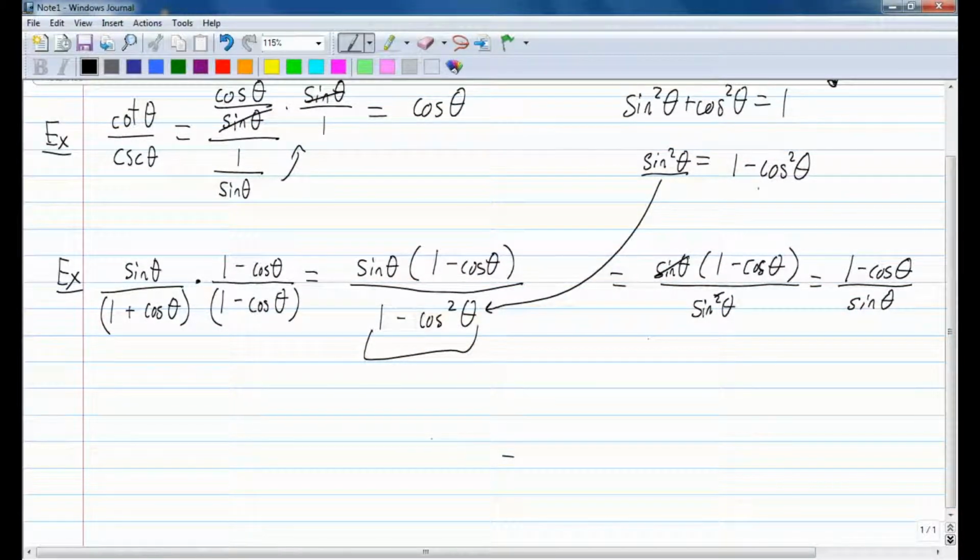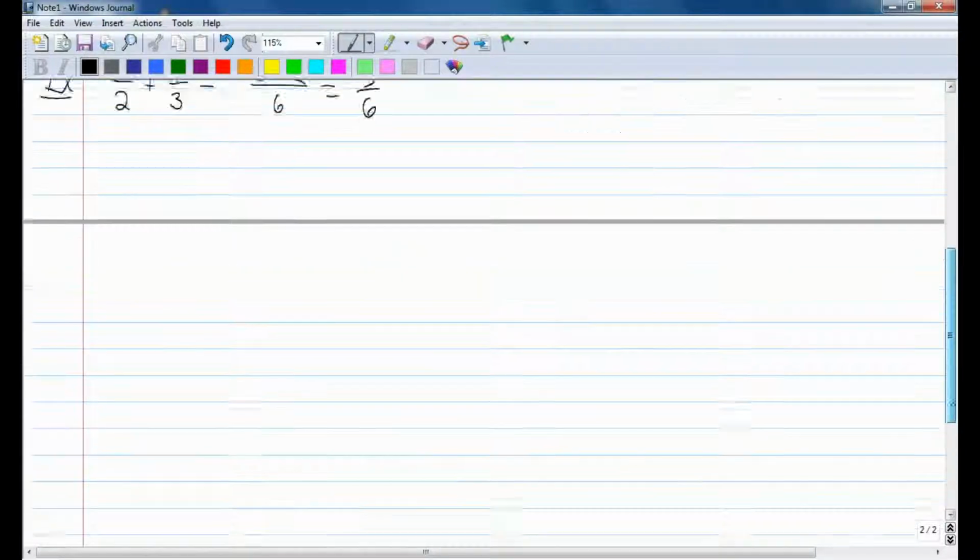Alright, another technique is getting a common denominator. So getting a common denominator can be as easy as, if I wanted to add 1/2 and 1/3, then my common denominator would be 2 times 3 or 6. And so then I'd say 6 divided by 2 is 3. 3 times 1 is 3. Plus 6 divided by 3 is 2. 2 times 1 is 2. So I'd get 5/6.